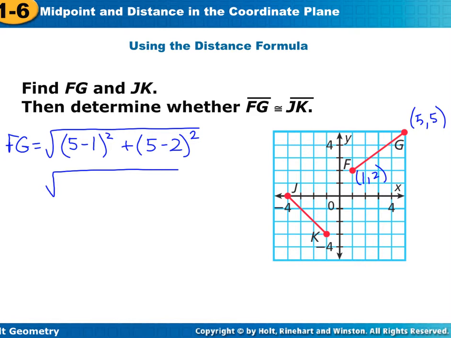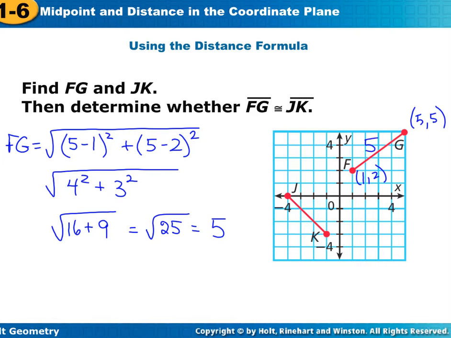5 minus 1 is 4, we have to square it yet. 5 minus 2 is 3, we still have to square it. 4 squared, 16. 3 squared is 9. 16 plus 9 is 25. Square root of 25 is 5. Do I need to do negative 5? No, because the formula doesn't say do the negative square root. Okay? So that segment is 5 units long.